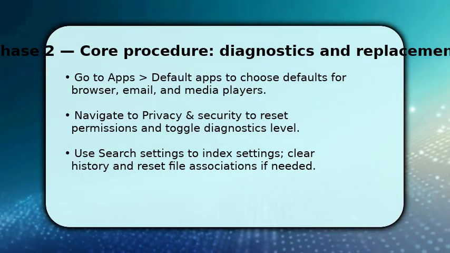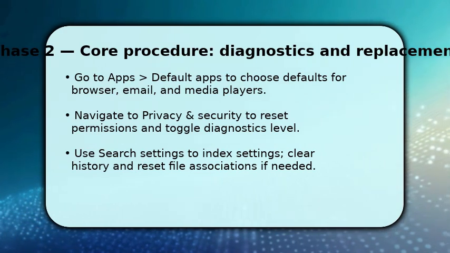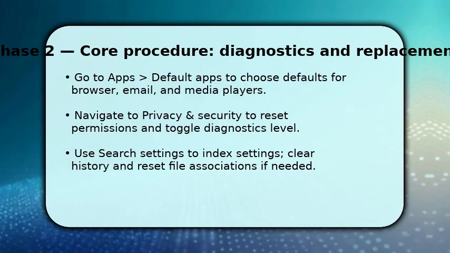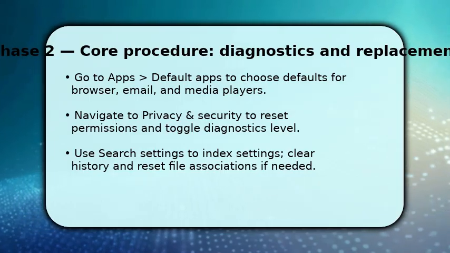Next, restore defaults for file types and apps. Open Apps, then Default Apps, and set your preferred browser, email client, and media player. Click File Types to change associations.